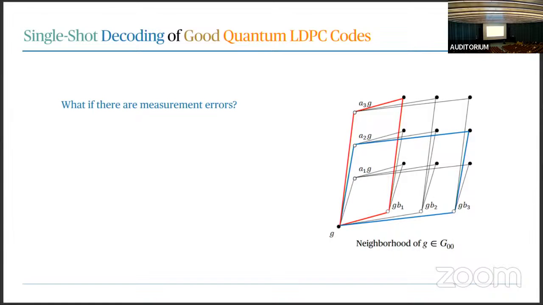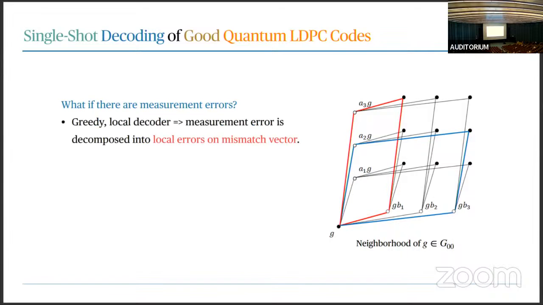a reasonable level? Well, the idea here, the intuition which I'll explain, is quite simple. Remember that what we're really using is a greedy local decoder, which means that if I have all of these measurement errors that happen on my syndromes, well, each vertex here has a set of its own checks. Some of those checks are flipped by a measurement error. I can really decompose this global measurement error into a bunch of local errors on the mismatch vector.